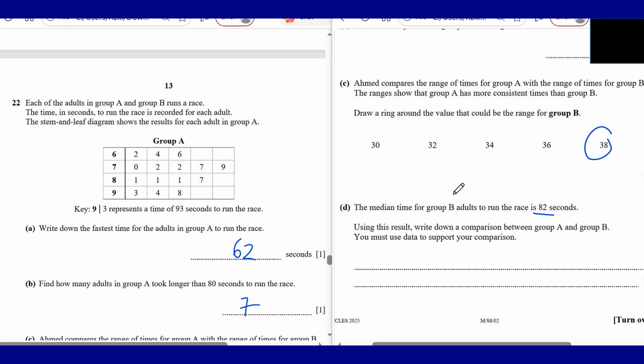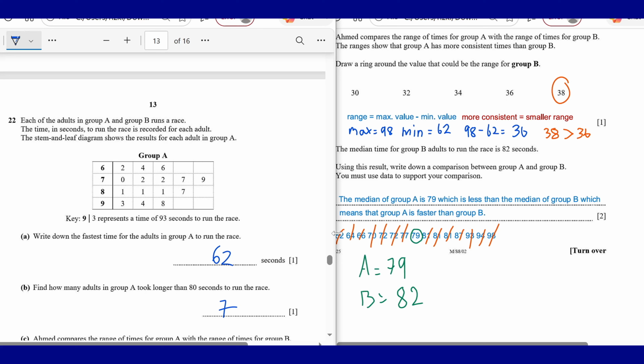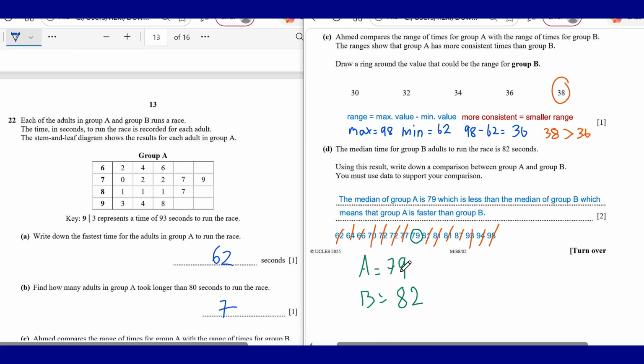Okay, let's check out the answer, guys. Well, you may pause this video if you need some more time. So the answer is the median of group A is 79, which is less than the median of group B, which means group A is faster than group B. So how do we get the median of group A?